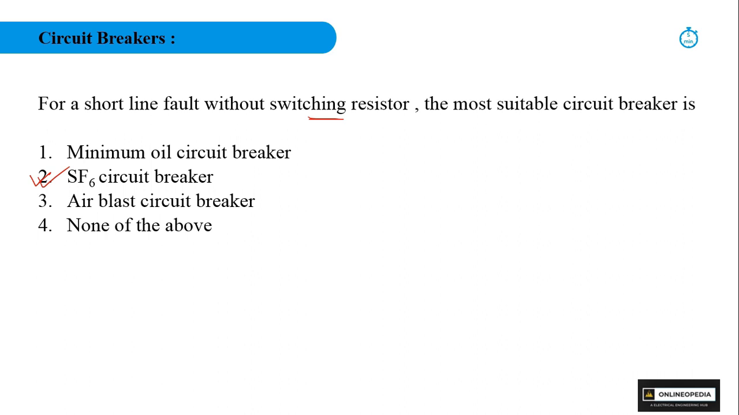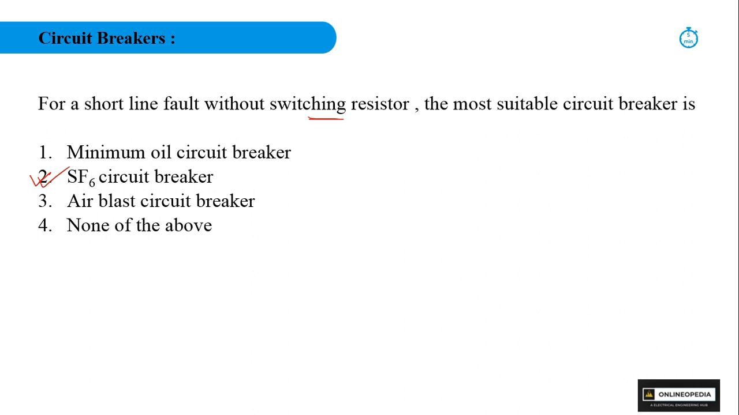Okay, so this is a most important question. For a short line fault without switching resistor, the most suitable circuit breaker is your SF6 circuit breaker. Why? Because in an SF6 circuit breaker, the SF6 gas is used at low velocity and low pressure. Due to this reason, current chopping is prevented. Okay.